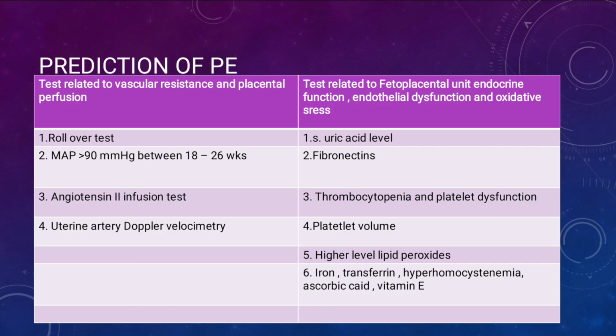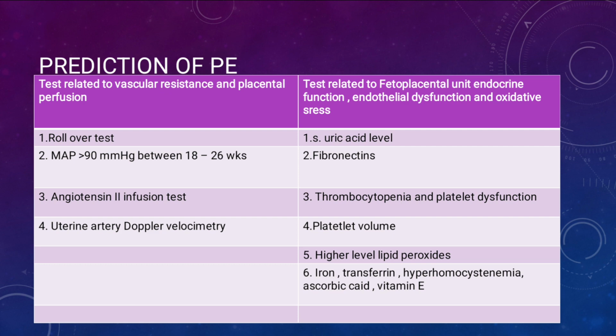Then tests related to vascular resistance: the roll-over test. You ask the patient to lie in the left lateral position, then turn to supine, and the BP should increase after 2 minutes. MAP is more than 90 mmHg. At 18 to 26 weeks, the angiotensin infusion test also increases the BP.